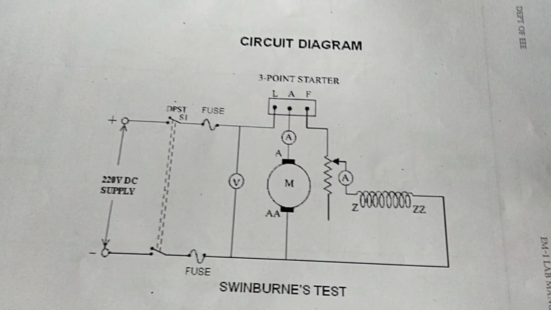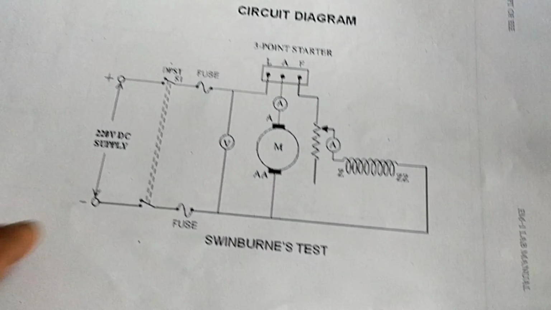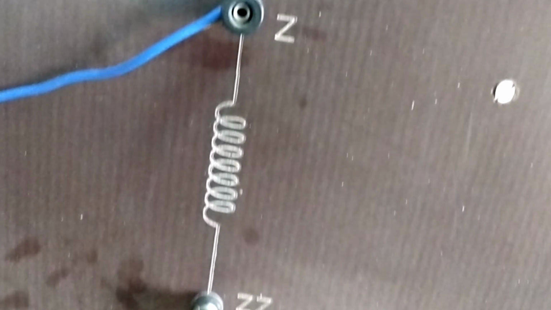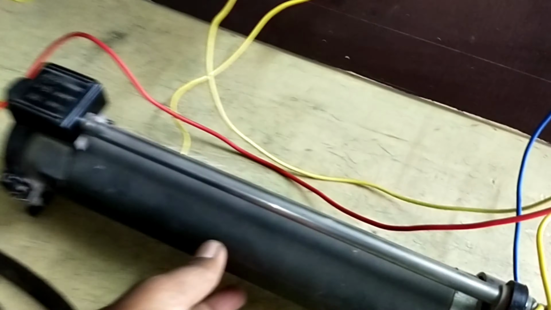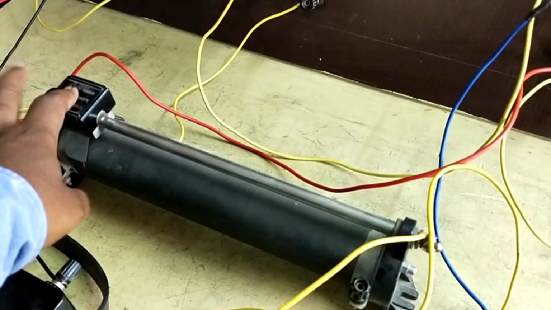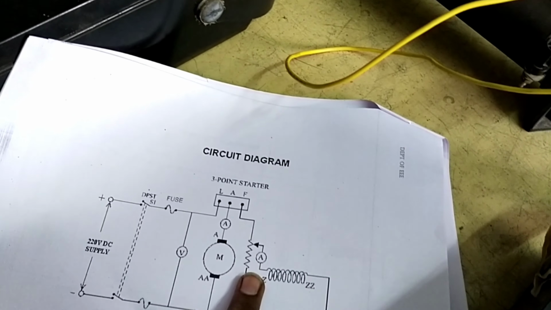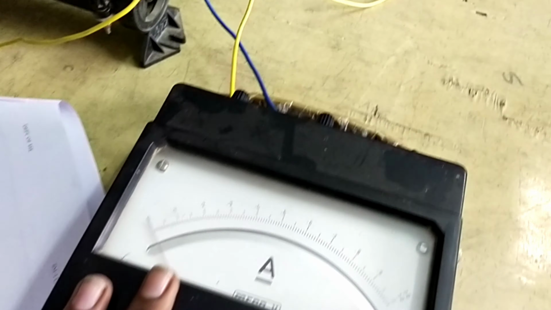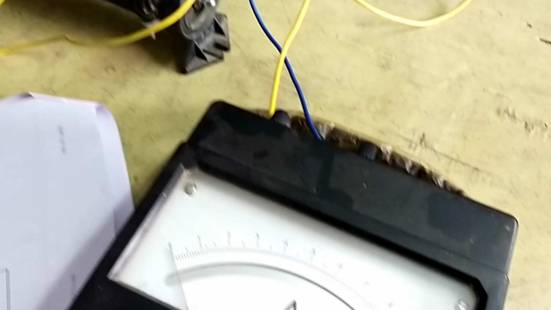Now we are going to connect the flux control method. In the flux control method, we are connecting a rheostat in series with the shunt field winding. We connected a rheostat, and one ammeter also. This rheostat is the shunt field winding rheostat. We provided a rheostat in series with the field winding, and an ammeter also. This ammeter reads the current flowing in the field winding. This is the field rheostat.